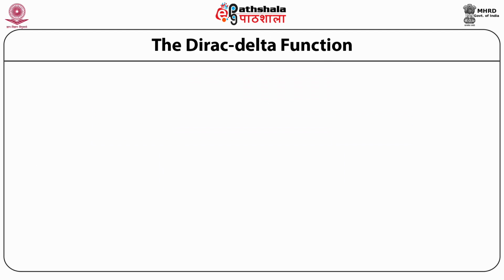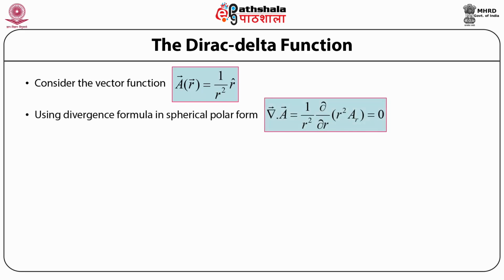The Dirac-delta function. Now let us consider a vector function where vector A as a function of vector r is equal to 1 by r square times unit vector r. Using the divergence formula in spherical polar form, we can write the divergence of this vector function as defined above as divergence of vector A is equal to 1 by r square times del by del r of (r square A subscript r), and this turns out to be equal to 0.